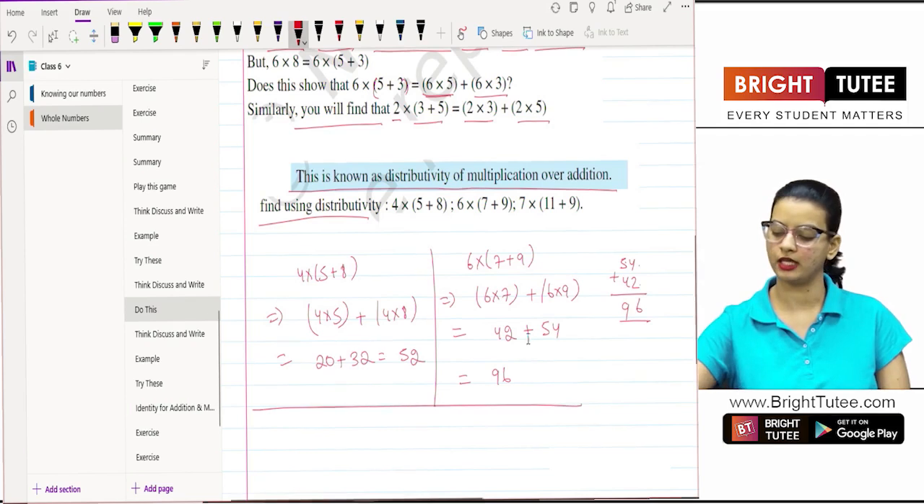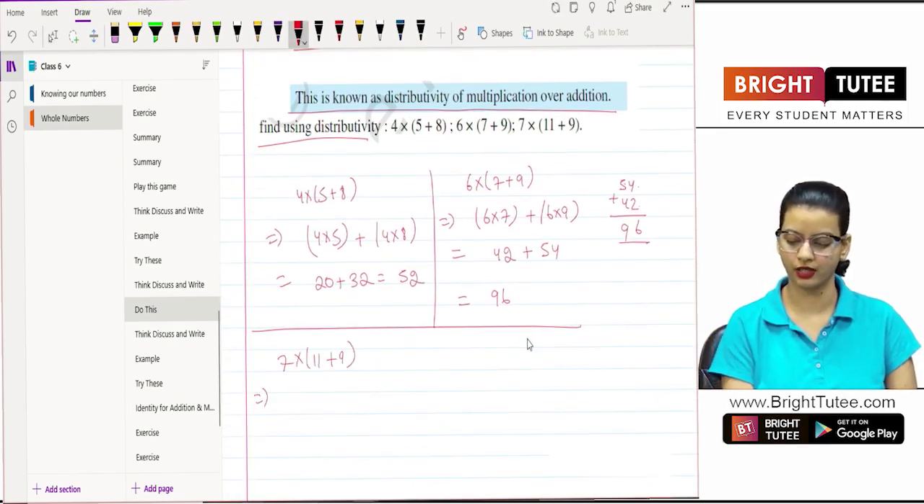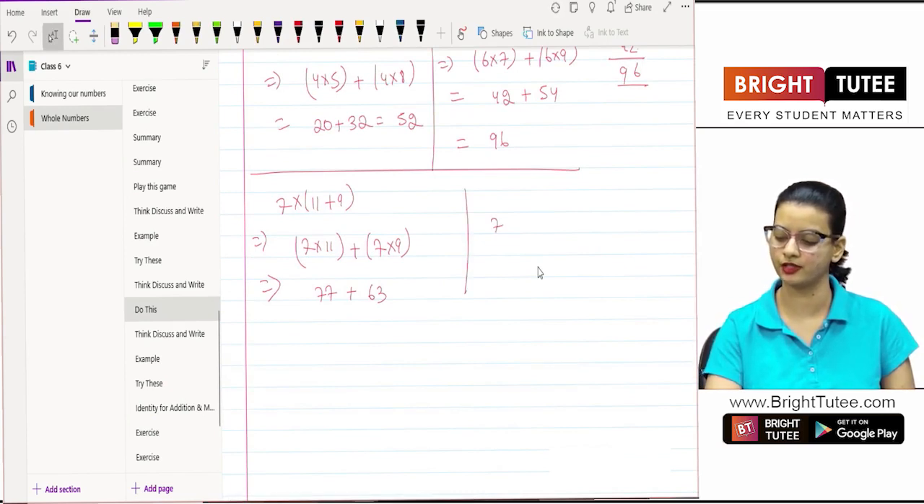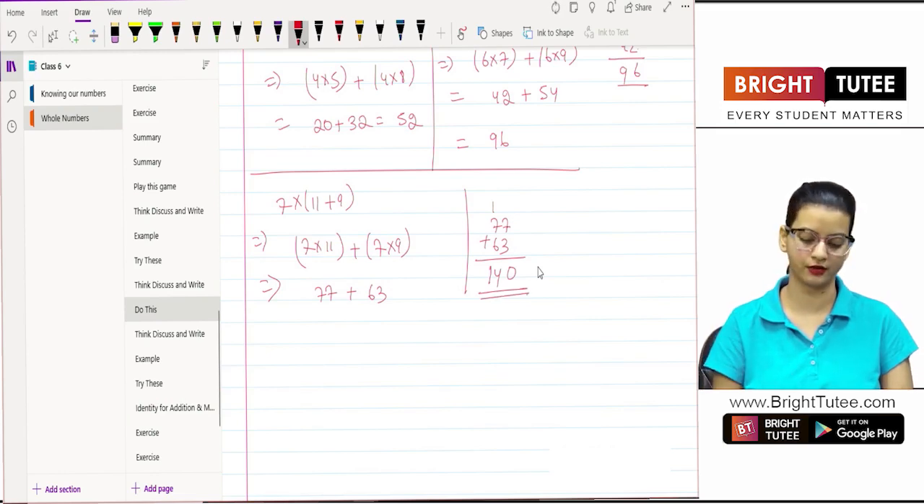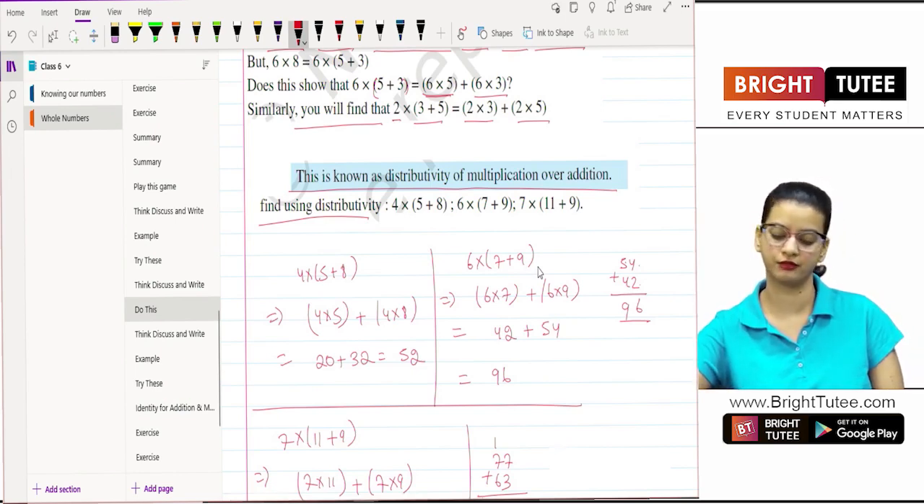Now next is 7 into (11 plus 9). So we have got 7 into 11 plus 7 into 9, right? Now 7 into 11 is 77 plus 7 into 9 is 63. So let's add this: 77 plus 63. We have got 7 plus 3 is 10, so 0 carry over 1, and 7 plus 6 is 13, 13 plus 1 is 14. So the answer is 140. So applying the property of distributivity of multiplication over addition, we have calculated the following.